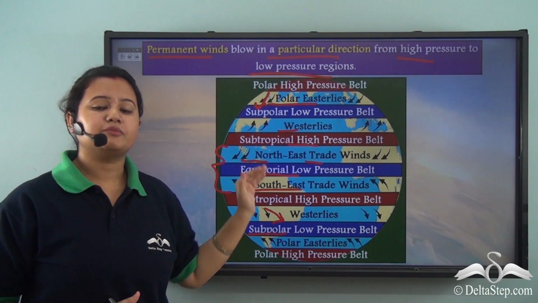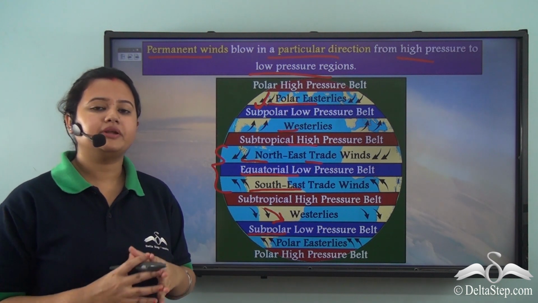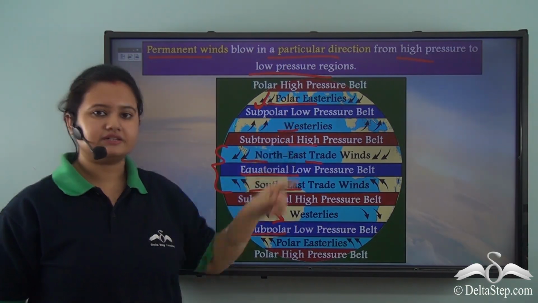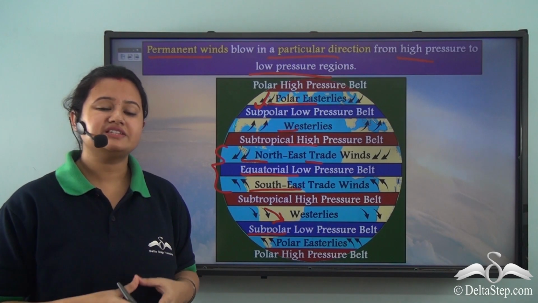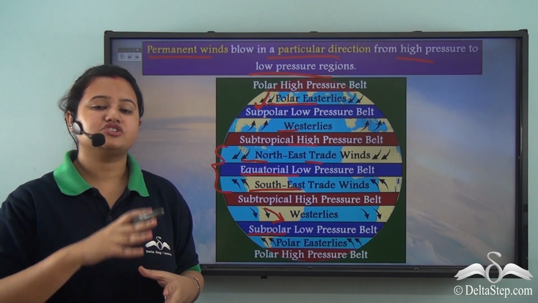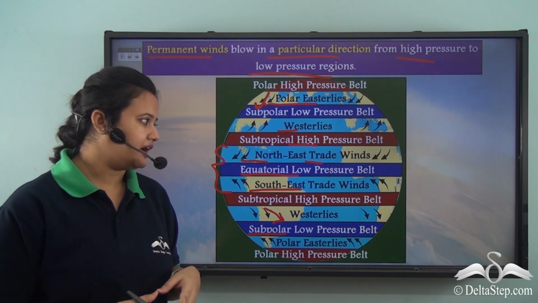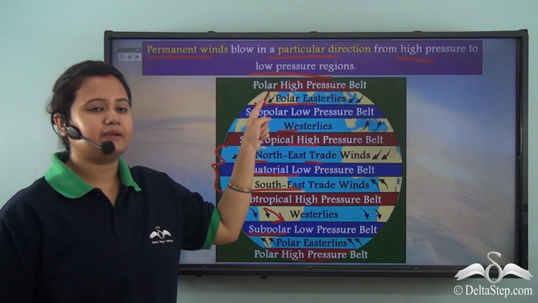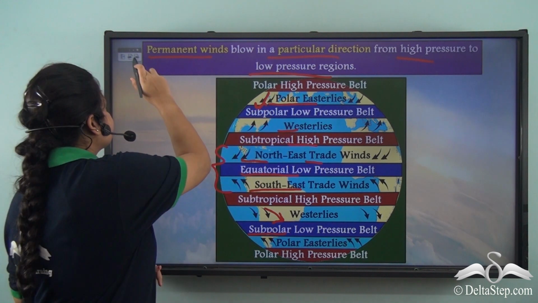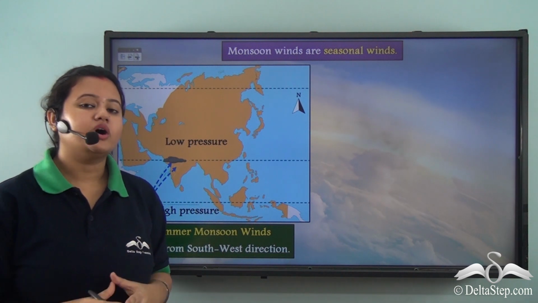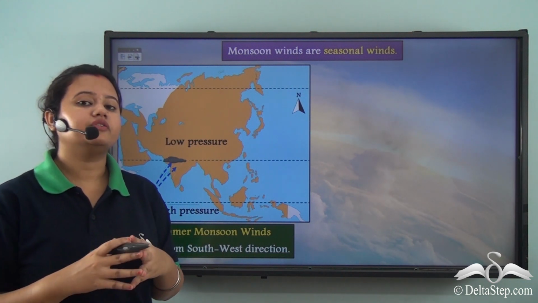So these are some of the important types of permanent winds: trade winds, westerlies and polar easterlies. Permanent winds are the winds that follow a specific direction throughout the year, and the three main types of permanent winds are trade winds, westerlies and polar easterlies. So we learned that permanent winds follow a specific direction throughout the year.